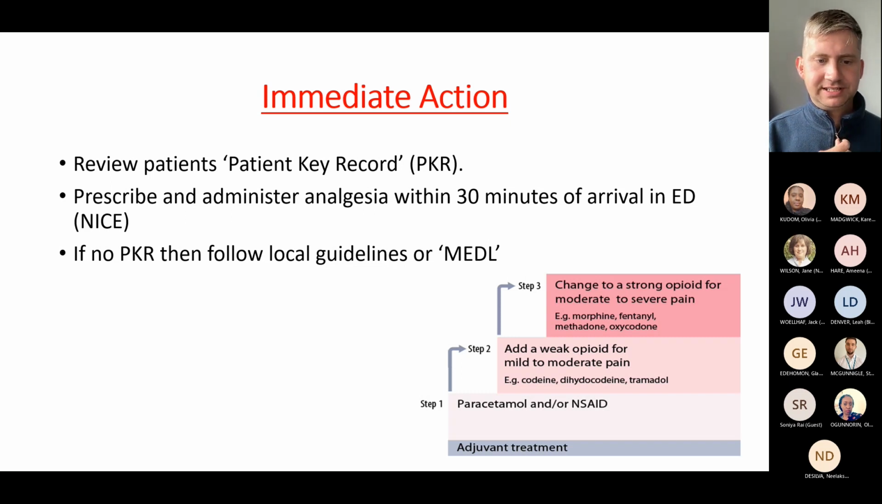Just quickly, I'll introduce the WHO analgesic ladder. If they're in mild pain, they can just have paracetamol or NSAIDs. If it's mild to moderate, they can add a weak opioid, so codeine, dihydrocodeine, tramadol. Or if it's severe pain, then we need to give strong opioids, so morphine, fentanyl, methadone, and oxycodone.